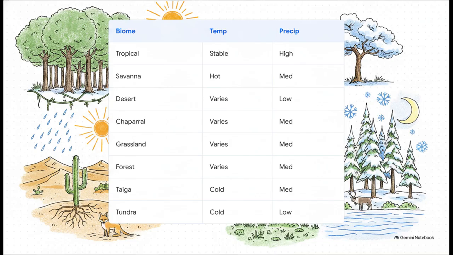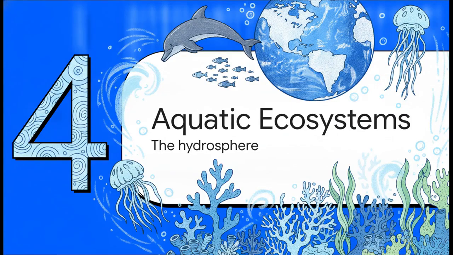Move to regions with cold, dry winters, and you'll find the boreal forest, dominated by pine trees. Keep heading north into the bitter cold, and you hit the Arctic tundra, where the soil stays permanently frozen as permafrost, and only the toughest, low-growing plants and lichens can scrape by. Section 4. Aquatic ecosystems, the hydrosphere.